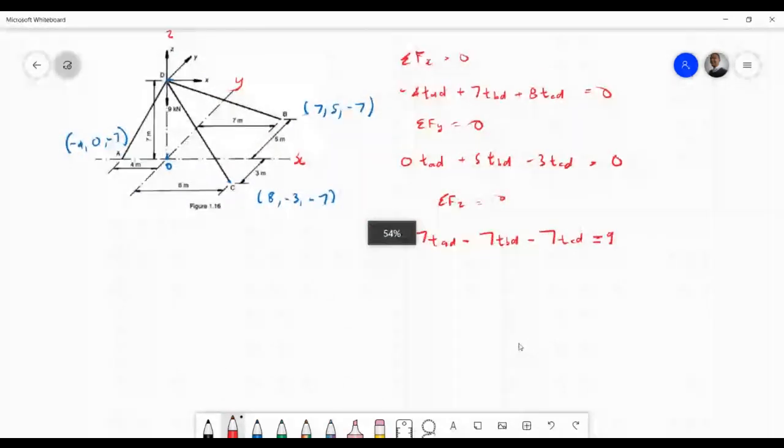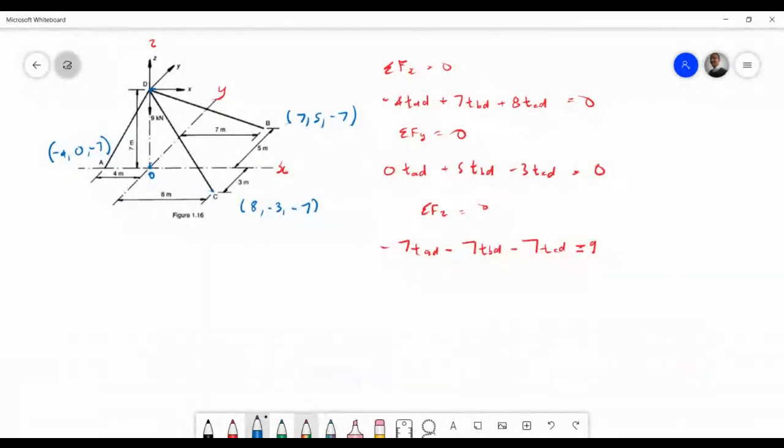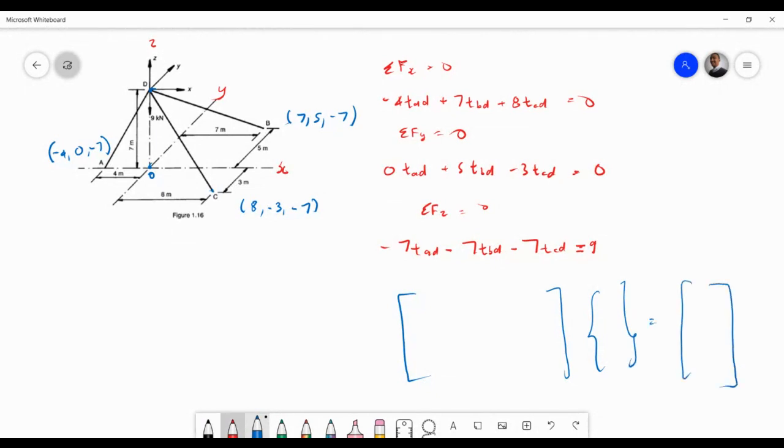Okay, so once you have that, make sure you get a calculator out. Obviously, you guys can do that quickly. And let's see what answers you get. So setting up a matrix, it's going to be -4, 7, and 8, a 0, a 5, -3, 7, -7, -7, TAD, TBD, and TCD. That's equal to 0, 0, and 9.